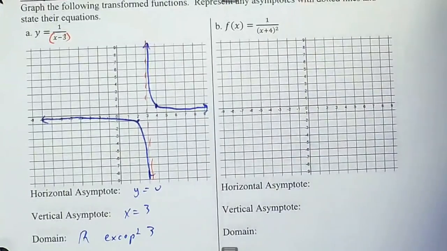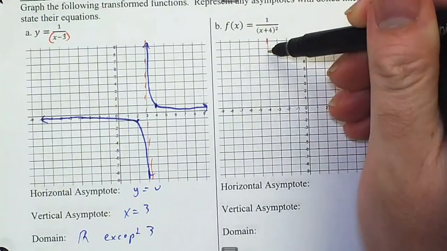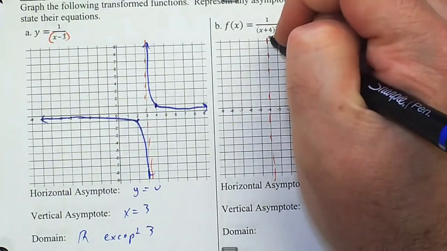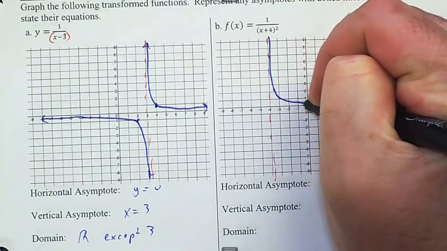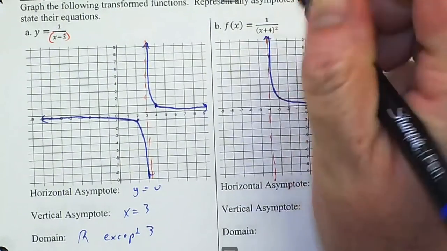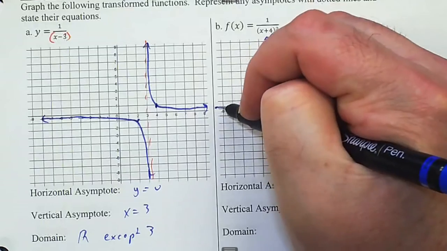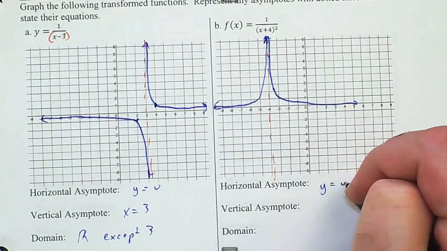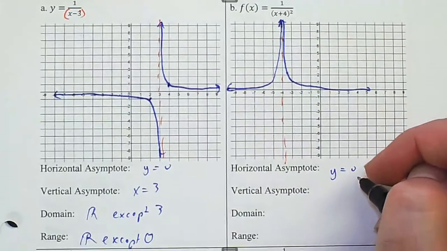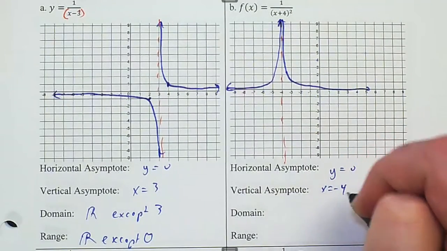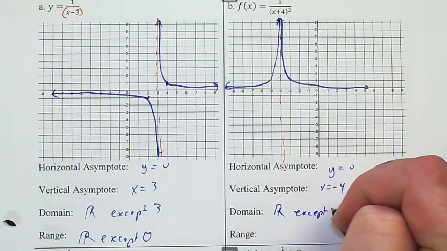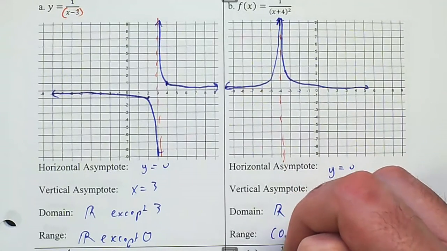Okay, this is going to move my graph to the left 4 because insiders lie. And so our graph is going to be shaped like this on the right. And you recall that when the denominator is squared like that, both branches go up. Horizontal asymptote of y equals 0. Vertical asymptote at x equals negative 4. Domain is all real except negative 4. And my range is 0 to infinity.